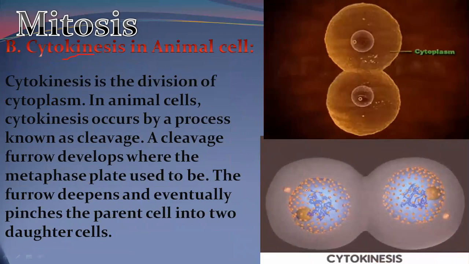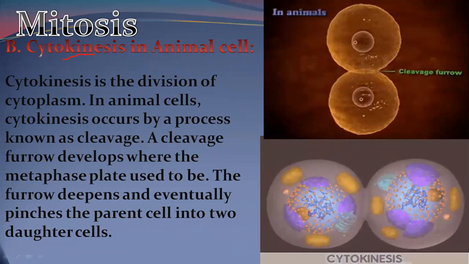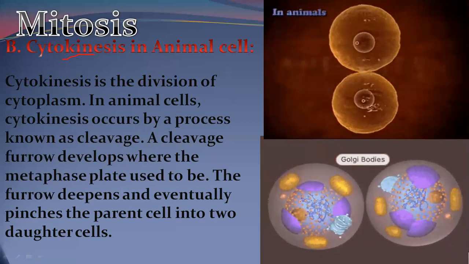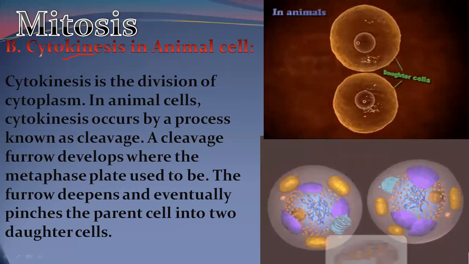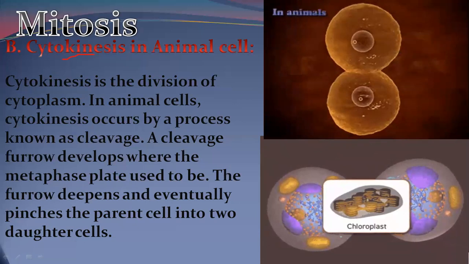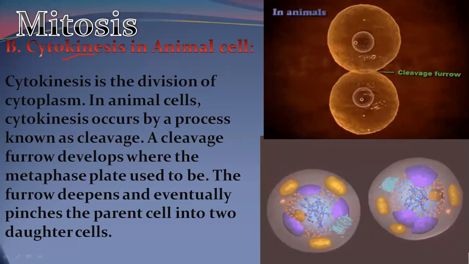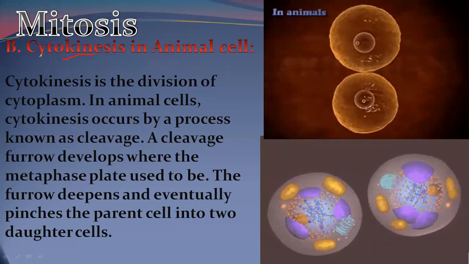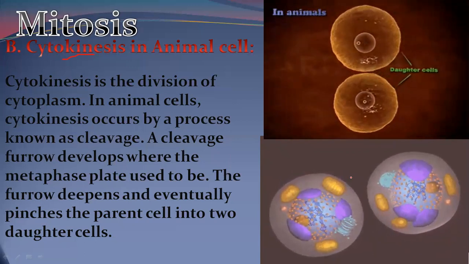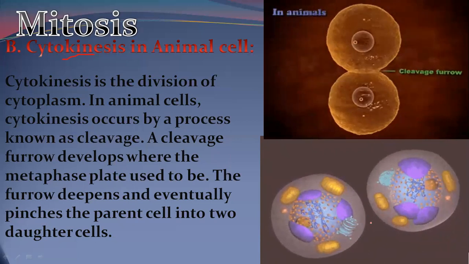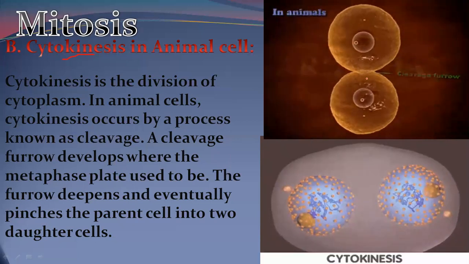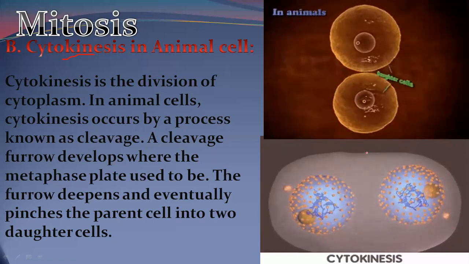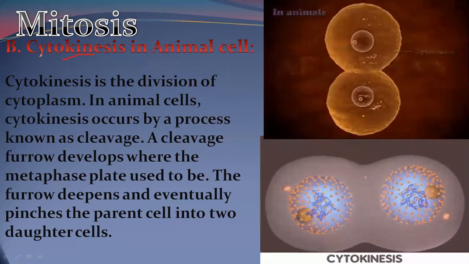You can see here the nucleus and nucleolus, nuclear membrane, all the organelles have reappeared again, and the chromosomes have become chromatin material now. So what is going to happen? One cell has to be divided into two. How does the cleavage furrow develop? You can see here the cleavage furrow. Like here, the cytoplasm, you can see it is coming down, and a furrow is going to form.